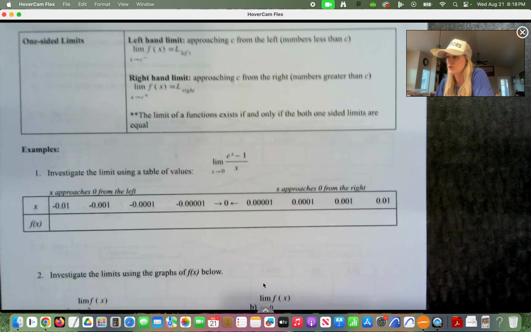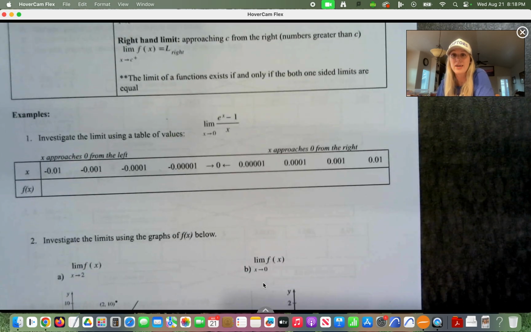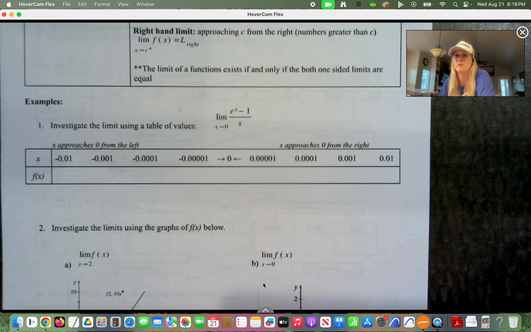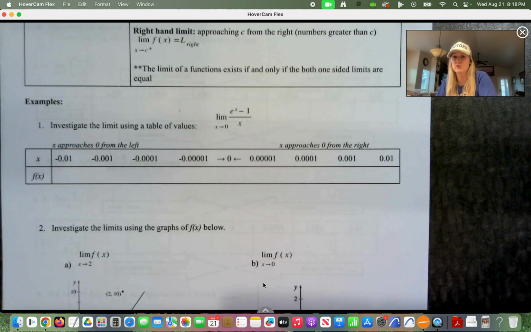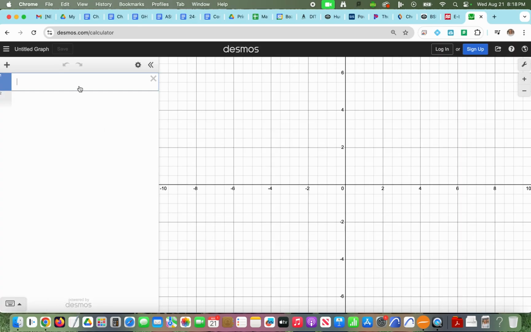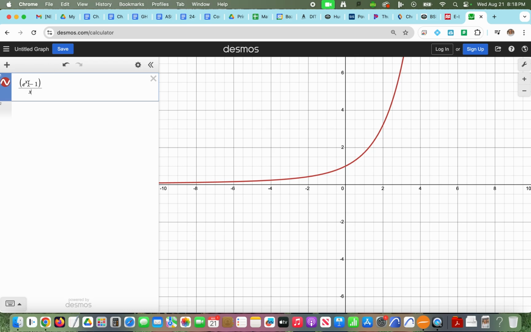Okay, so I'm going to use a table to help investigate a limit. It says investigate this limit here using a table of values. So I'm going to switch gears, you guys, and open up Desmos, and I'm going to type these in. I have the function e to the x minus 1, let's put that in parentheses so I can write it as a fraction over x. I'm going to plug different values in for x.